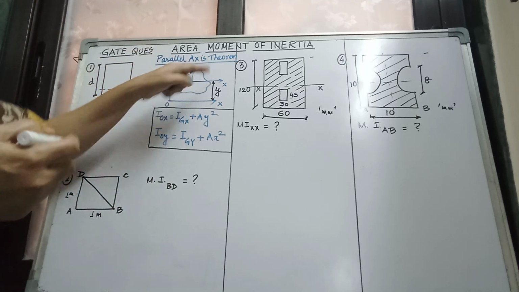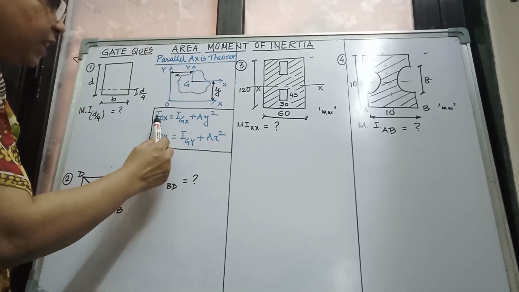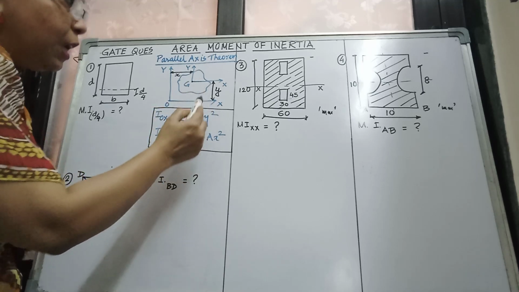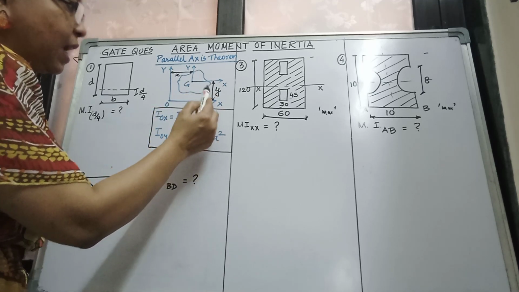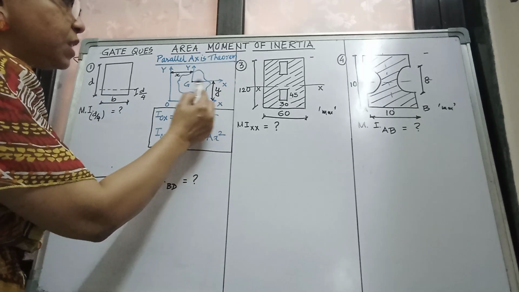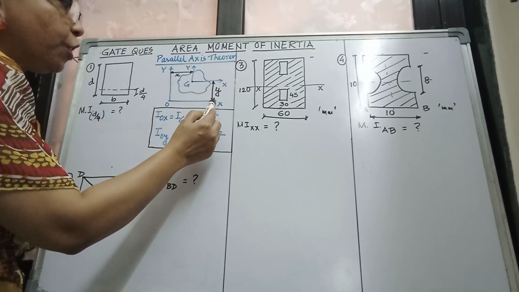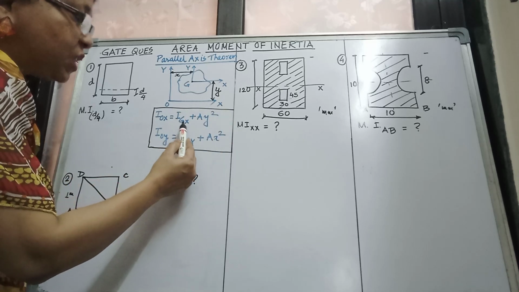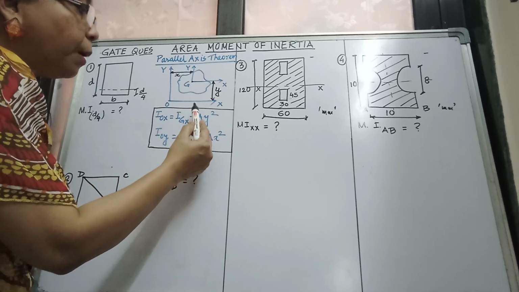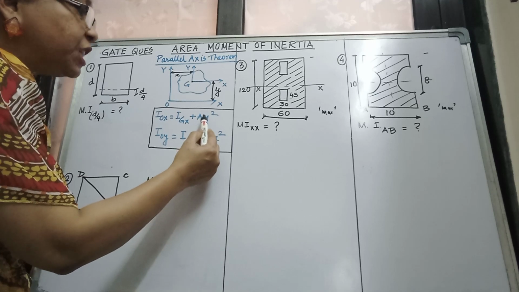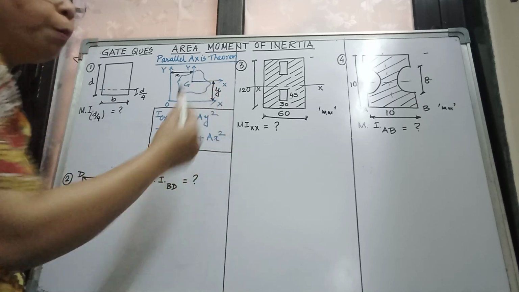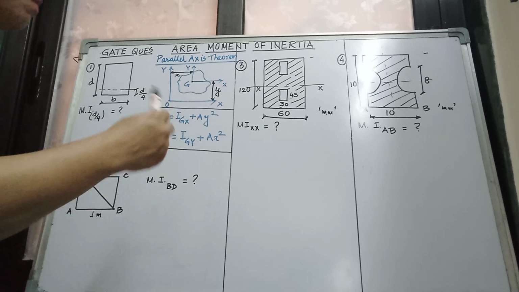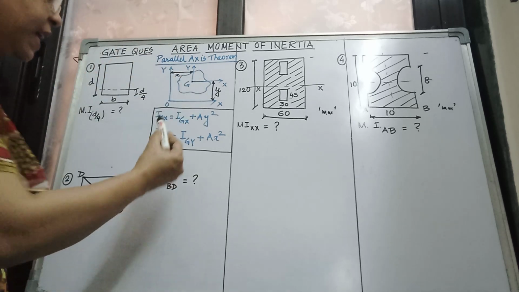Now what does the parallel axis theorem state? The parallel axis theorem states that for an axis which is parallel to the centroidal axis, the moment of inertia about that axis can be found out by adding the centroidal moment of inertia plus the area multiplied by the square of the distance between the two parallel axes. This is the statement. Okay, what do we understand by it?